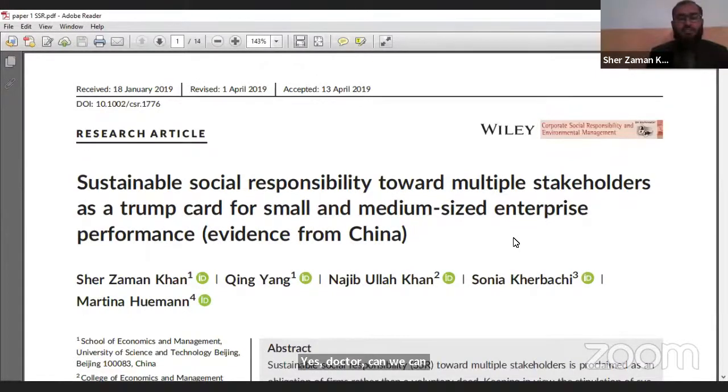Please look into the title of the paper: Sustainable Social Responsibility Toward Multiple Stakeholders is a Trump Card for Small and Medium-Sized Enterprises Performance. When the title of this paper was simple, the impact of sustainable social responsibility on SMEs performance, it was rejected from the same journal, interestingly. But when I used some different words like a trump card for small and medium enterprises, they preferred this title.